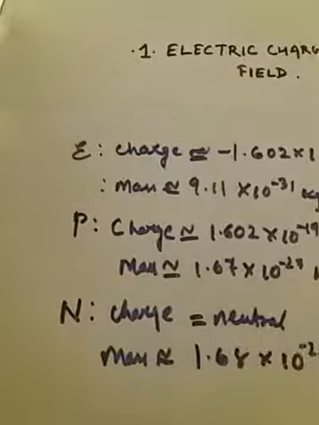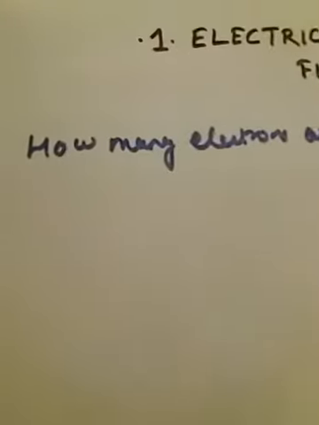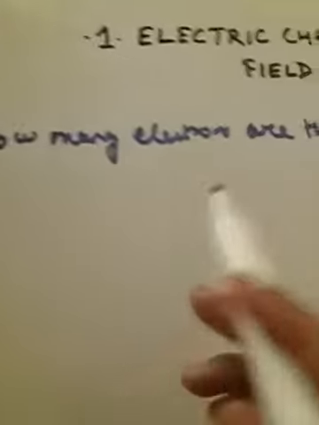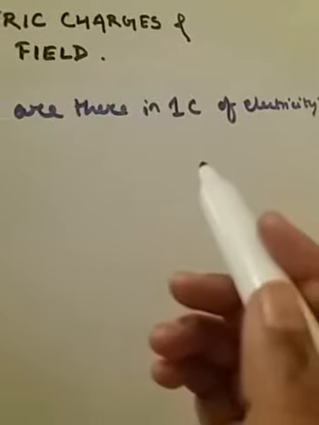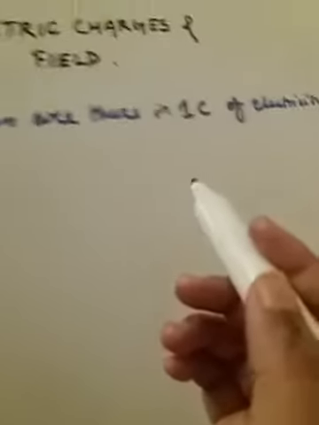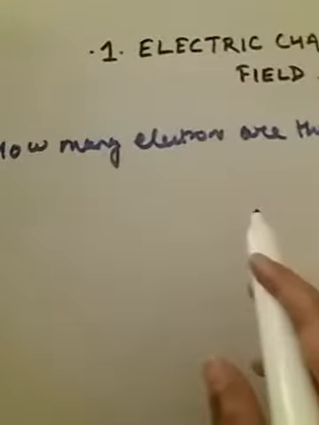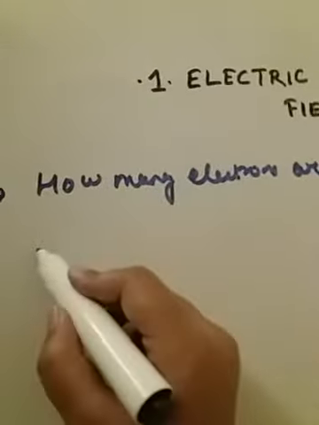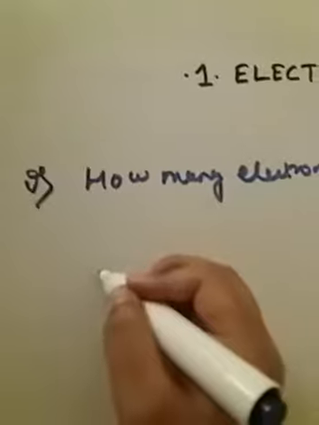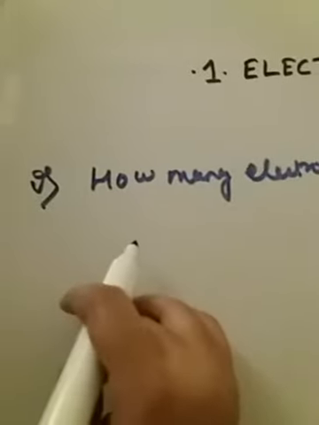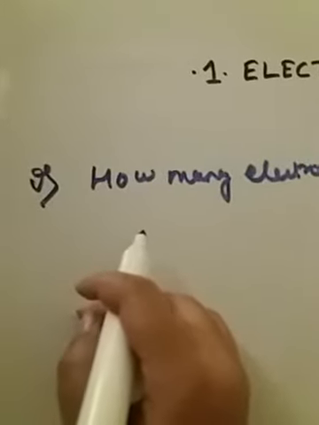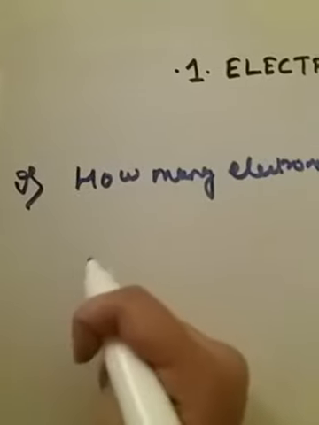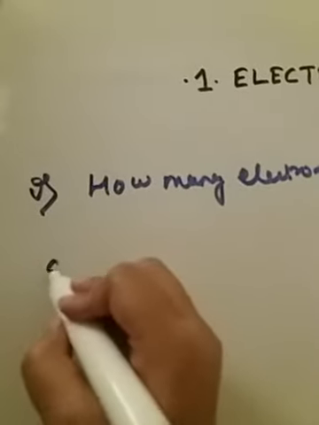So now let's do the questions. The first question for you is, how many electrons are there in 1 coulomb of electricity? How many electrons are present in 1 coulomb of electricity? Pause the video and do the solution and send me the answer that you got, so that let's see if my answer is matching with yours or not.